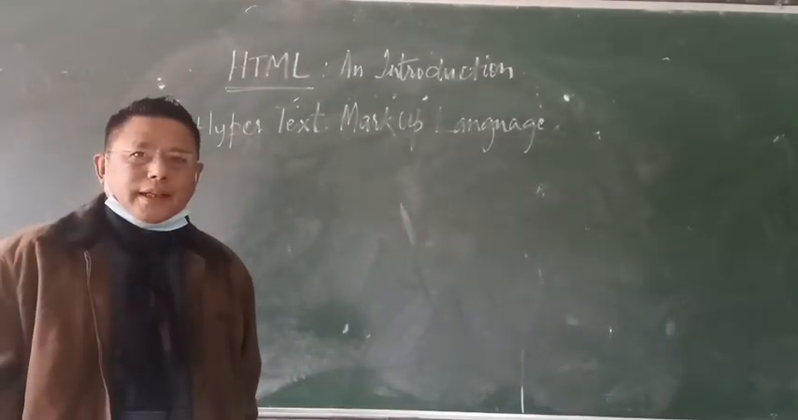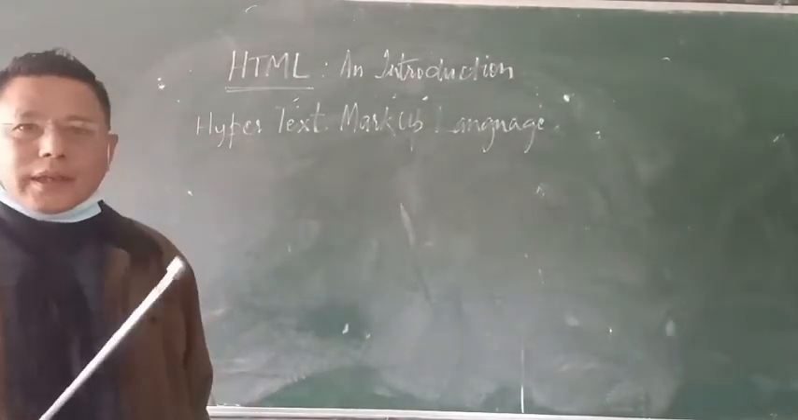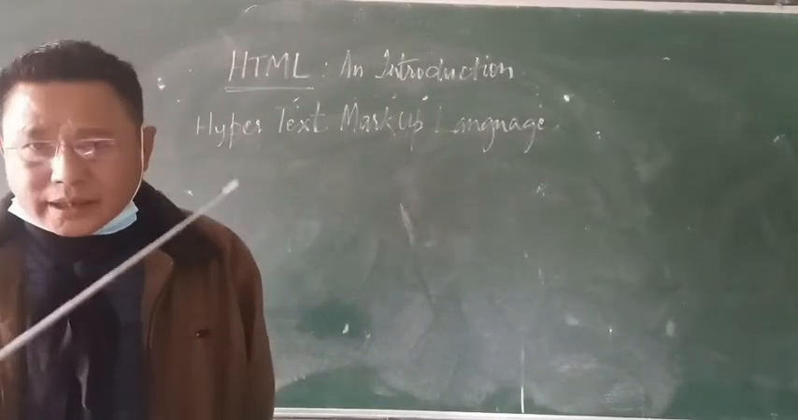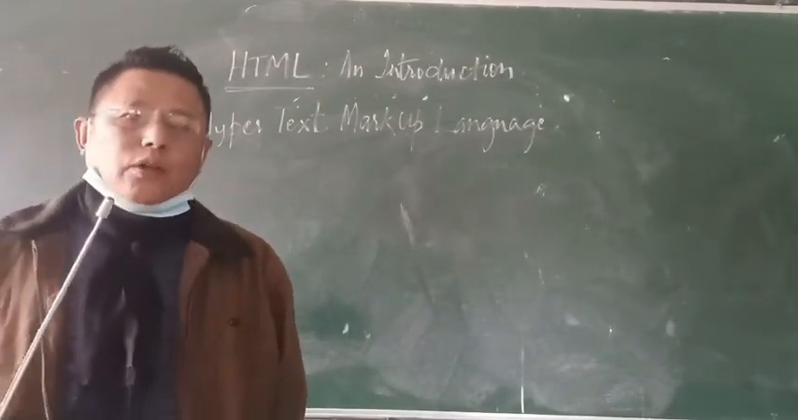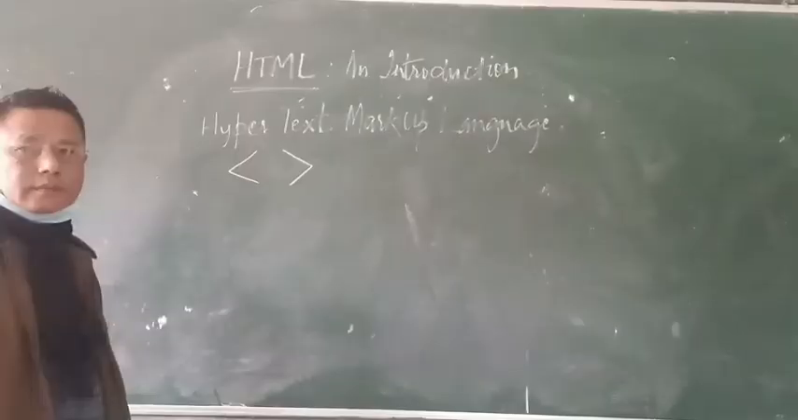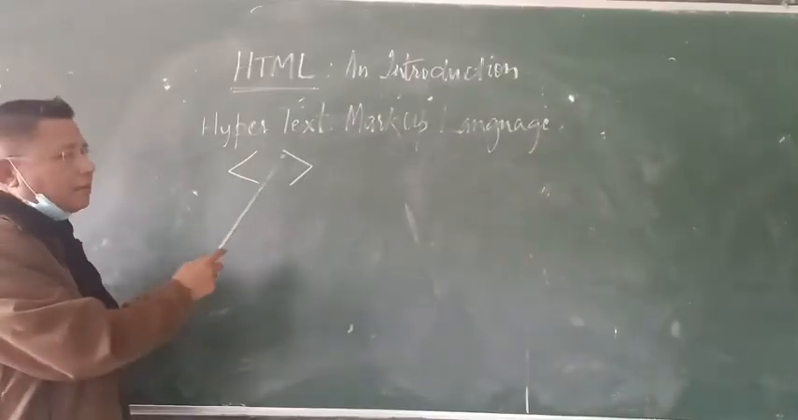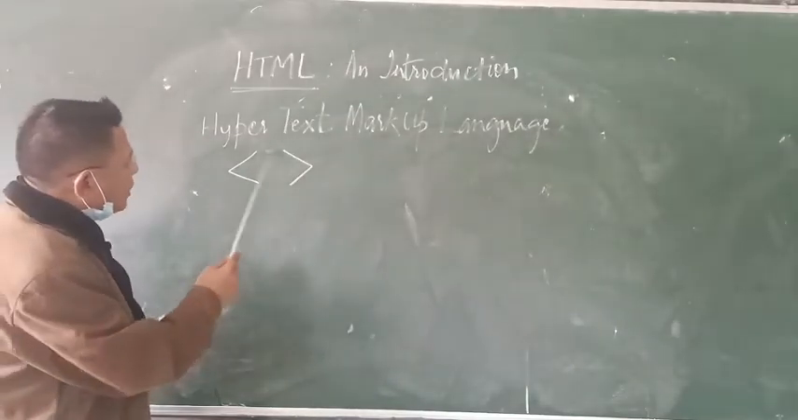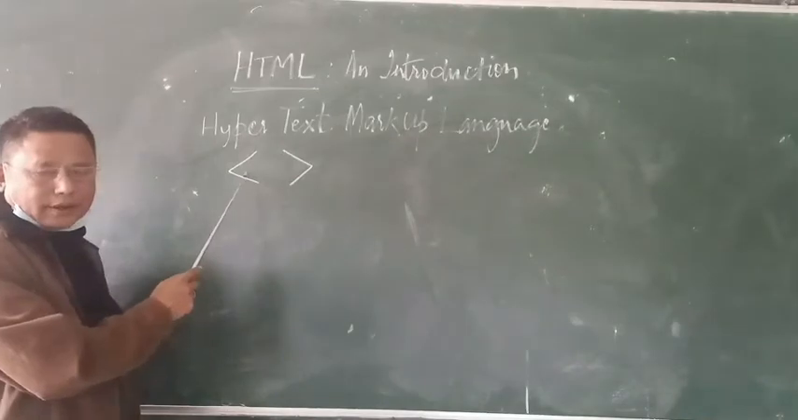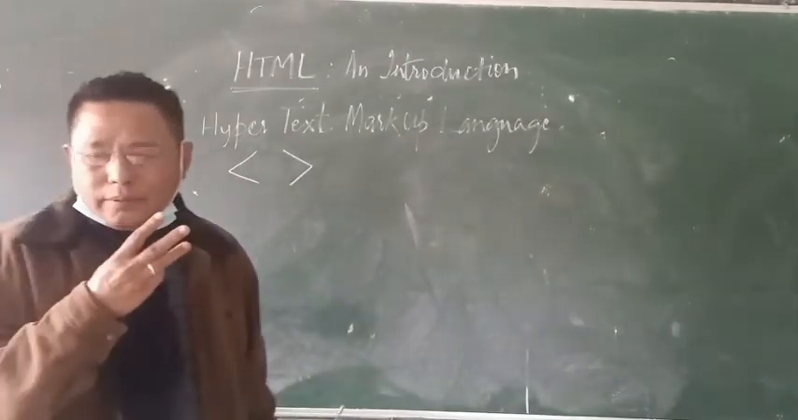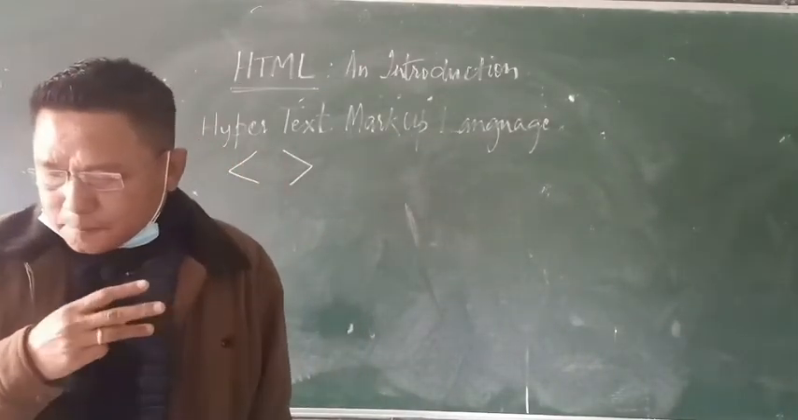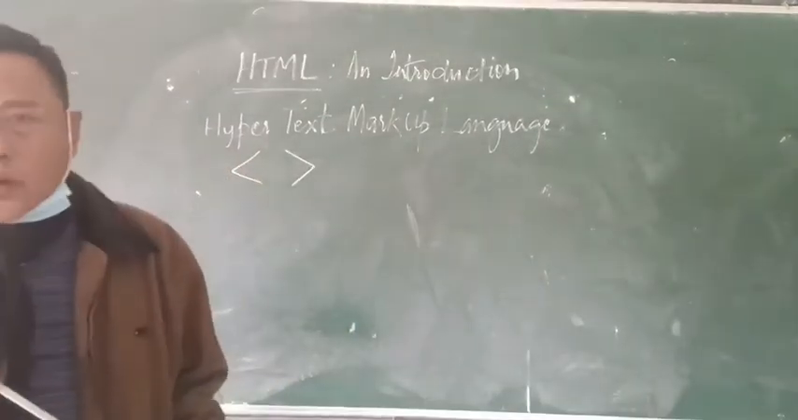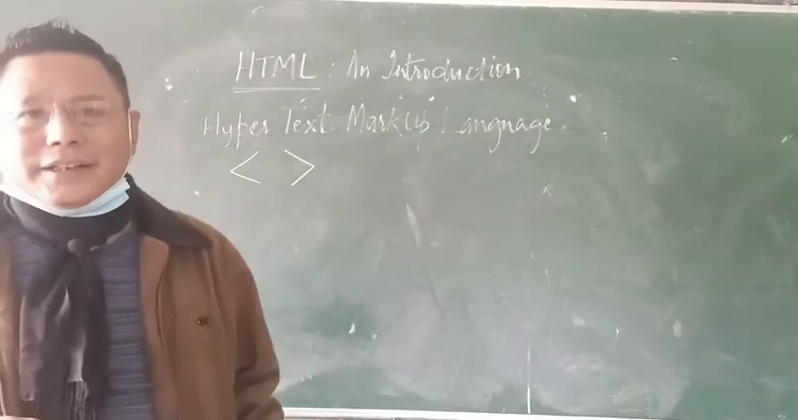What are HTML tags? Now, HTML tags are the commands or instructions in HTML. Okay? These tags are enclosed within the angle brackets. Now, these are the angle brackets, and the HTML tags should be written inside these angle brackets. Now, there are three types of tags: one, start tag, content tag, and end tag.